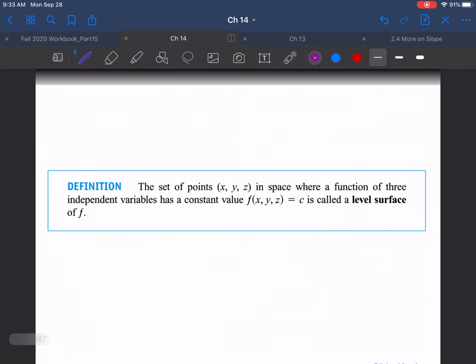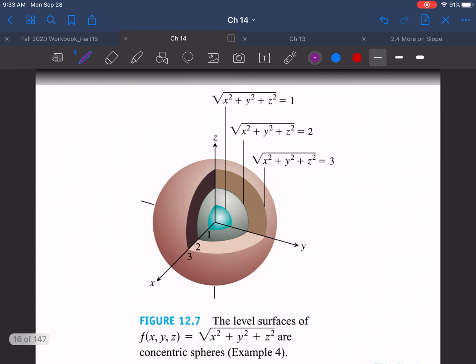All right, another definition: the set of points x, y, z in space where a function of three independent variables has a constant value, f of x, y, z equal to c, is called a level surface. So instead of a level curve, we have a level surface now that we've moved up to a higher dimension space. Here you can see our level surfaces, and we have functions of x, y, and z, and then they equal w or whatever you want to say. And so we have these contouring different surfaces that occur when it equals different constant values. So this is like four-dimensional graphing here.